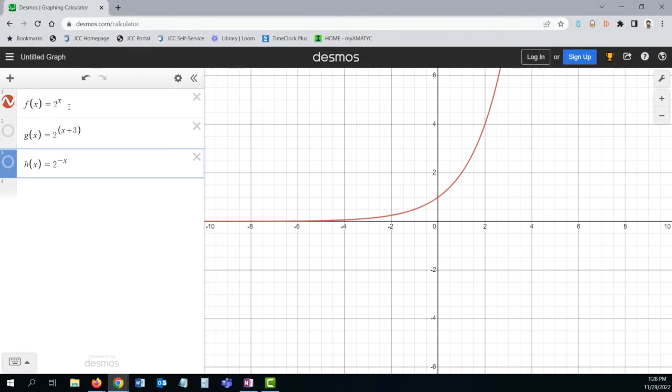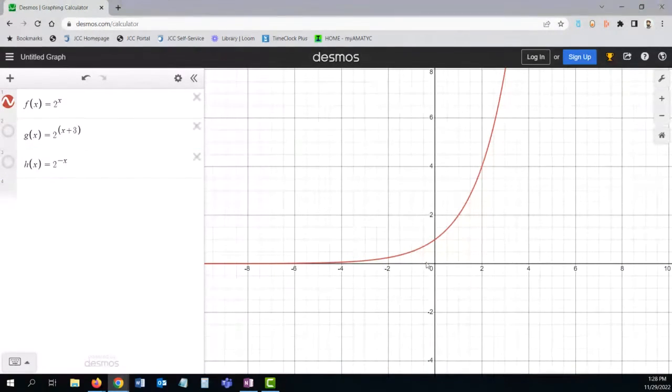Well, here is f of x, 2 to the x. What's happening? As x gets larger, what's happening to my function? It's growing, and this is what exponential growth looks like, right? It takes no time at all for the y values to shoot off. 2 to the 4th is 16, 2 to the 6th is 64, right? And then 2 to the 10th is 1,024. We've reached the point where we're starting to see exponential growth.